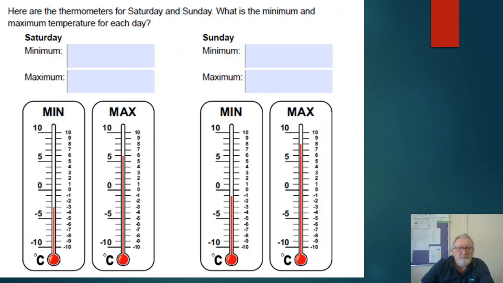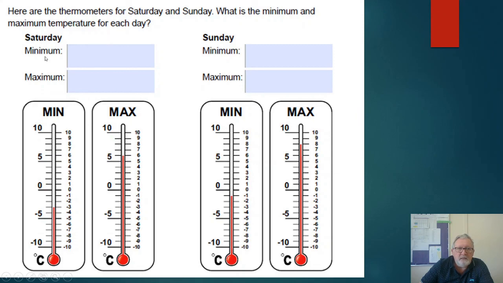Last exercise. Here are the temperatures for Saturday and Sunday. So this time, it's slightly different applying of our understanding. We have the temperatures shown here, and you have to write them in. So what is this temperature? What is this? And so on through. Complete those 4 spots. Pause the video and do that now.